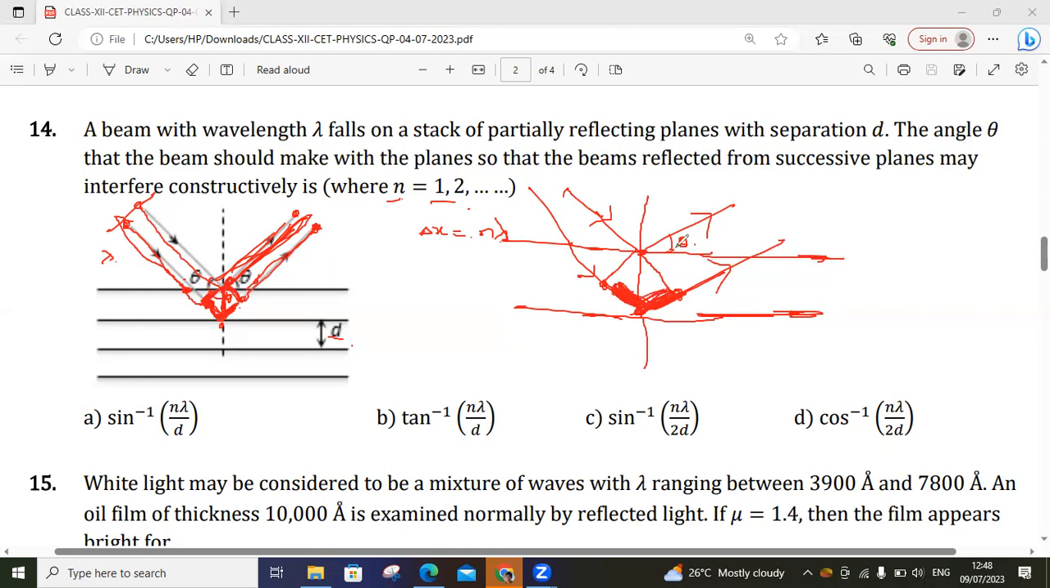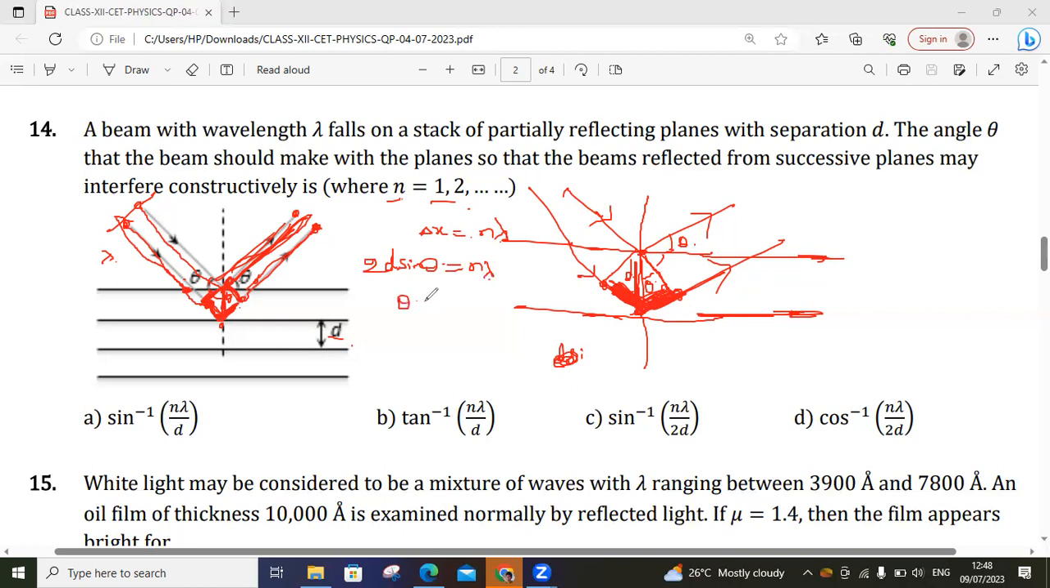So how much will be this? This is theta. This will be 90 minus theta. Then this will be theta. This is d. Okay, this is perpendicular. Yeah, this is perpendicular. This is d. This will be d cos theta. This will be d sin theta. So d sin theta plus d sin theta will be your delta x, right? So delta x will be d sin theta plus d sin theta. That is 2d sin theta is equal to n lambda.